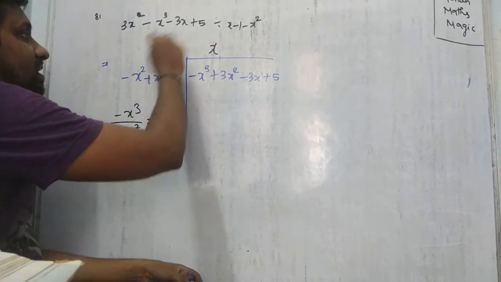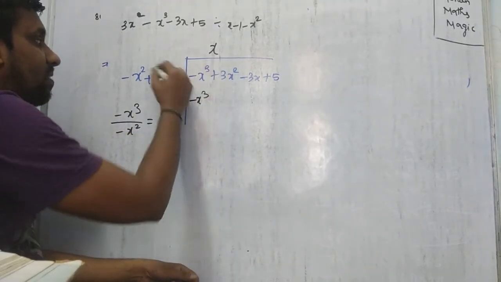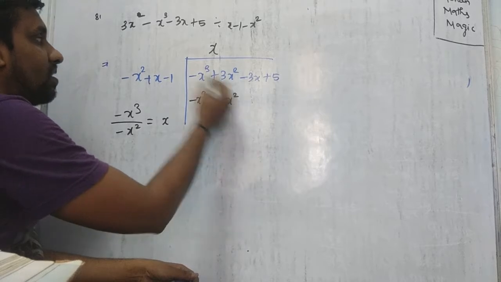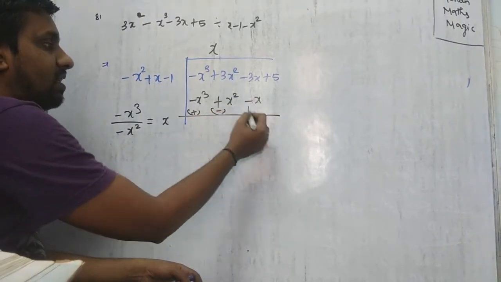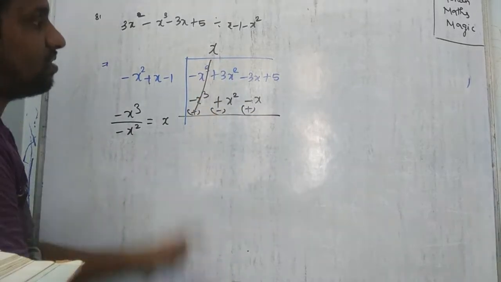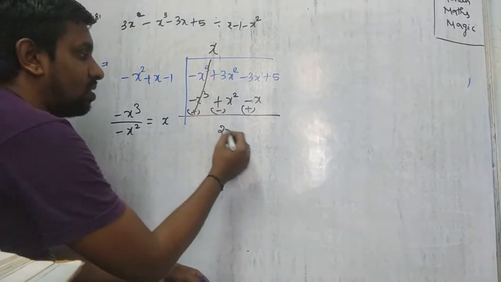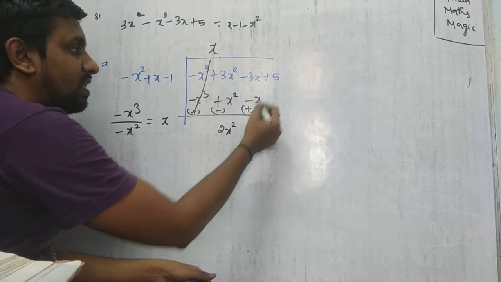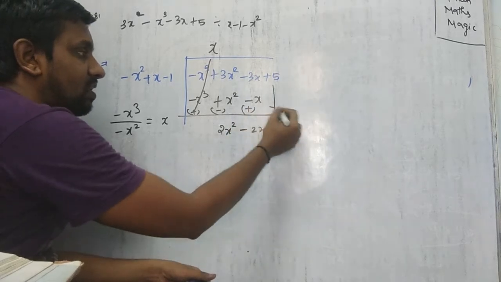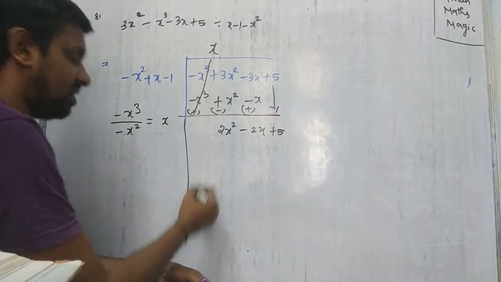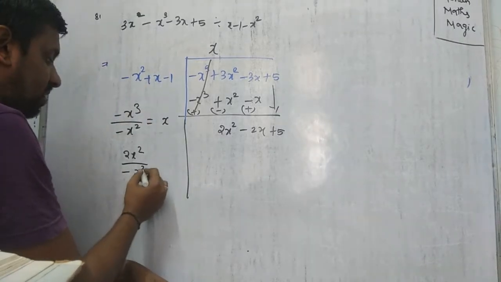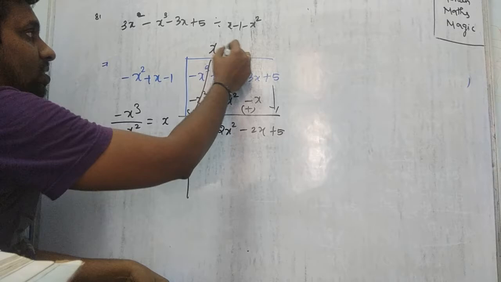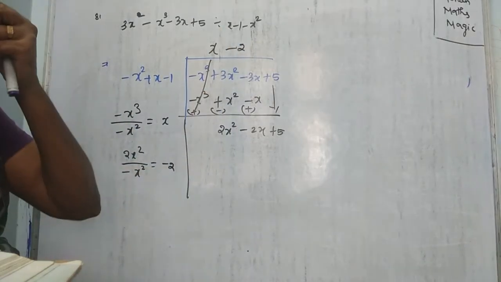Now multiply minus x square into x: minus x cube. x into x is x square, minus 1 into x is minus x. Now change the symbol, plus minus plus, cancel it. 3x square minus x square is 2x square, minus 3x plus x is minus 2x. Take the last term down and repeat the same step. First term 2x square, first term minus x square. The answer is minus 2, so I put minus 2. In the textbook also minus 2.